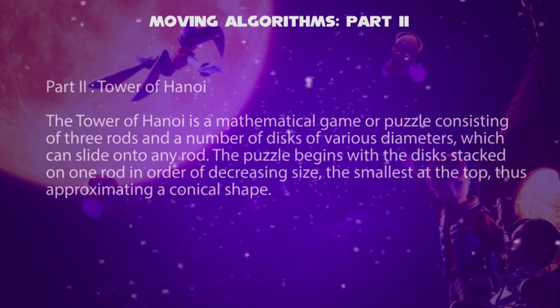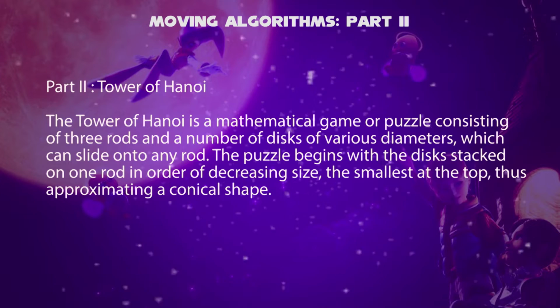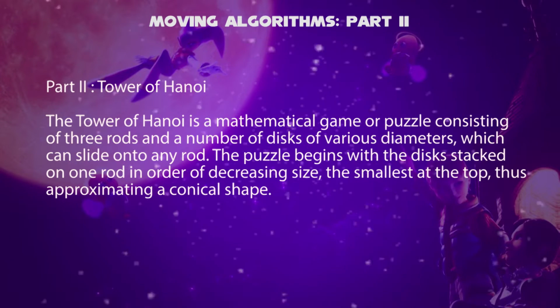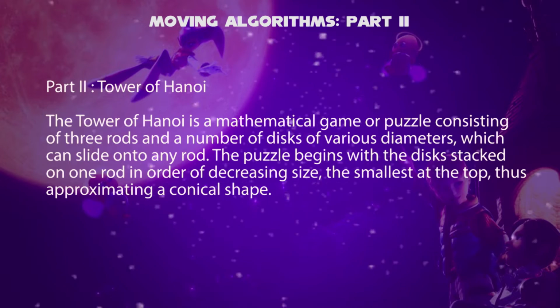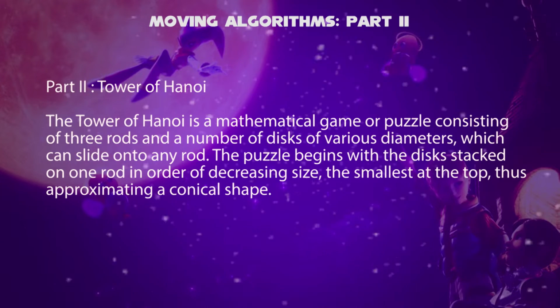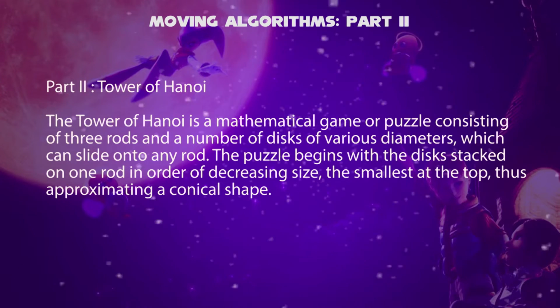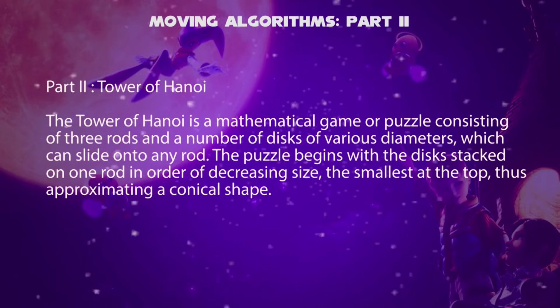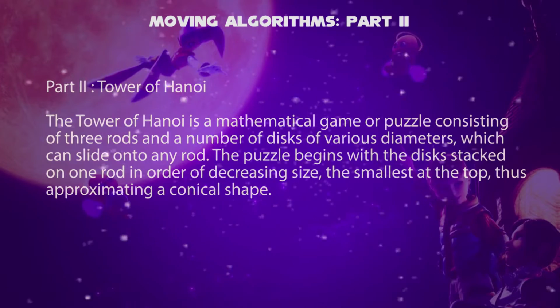Part 2, The Tower of Hanoi. The Tower of Hanoi is a mathematical game or puzzle consisting of 3 rods and a number of discs of various diameters, which can slide onto any rod. The puzzle begins with the discs stacked on one rod in order of decreasing size, the smallest at the top, thus approximating a conical shape.